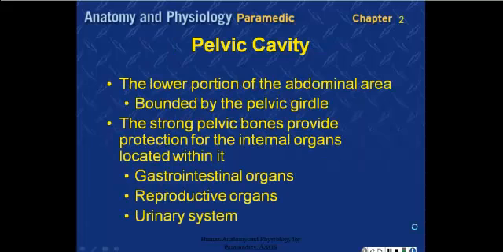The pelvic cavity is the lower portion of the abdominal area. It's bounded by the pelvic girdle. The strong pelvic bones provide protection for the internal organs located within it, which include the gastrointestinal organs, the reproductive organs, and organs of the urinary system.